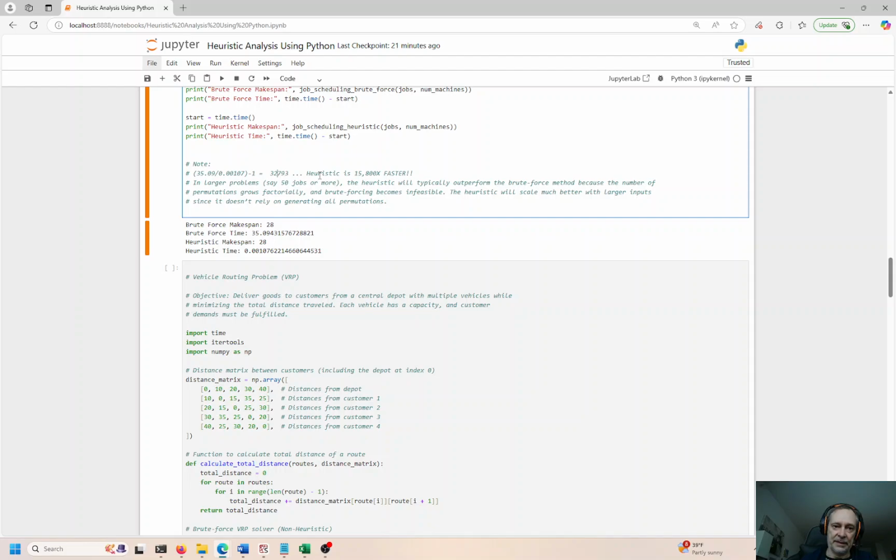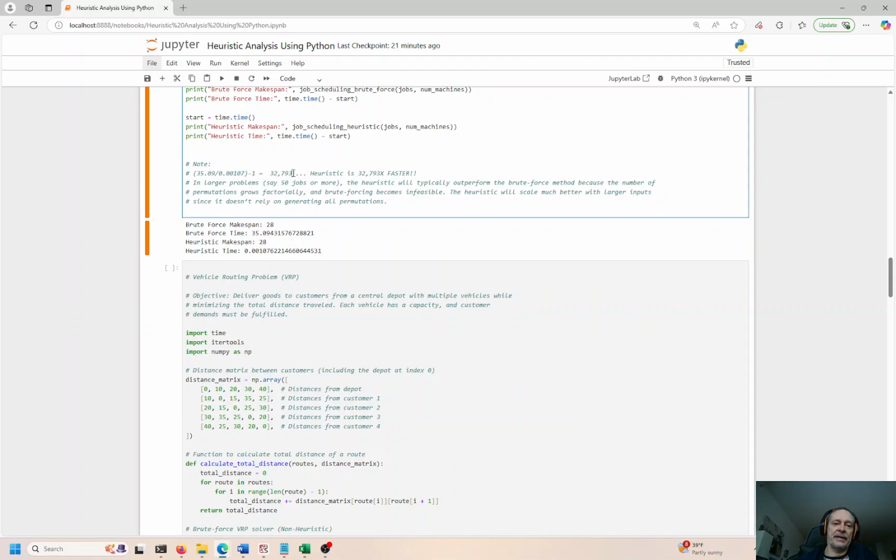I think the solution is pretty obvious here. So instead of taking 35 seconds, this heuristic finished in 0.001, so 1/100th of a second. And this actually is 32,793 times faster, okay? That is huge, guys.